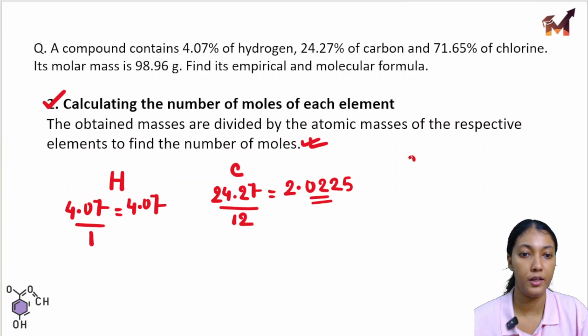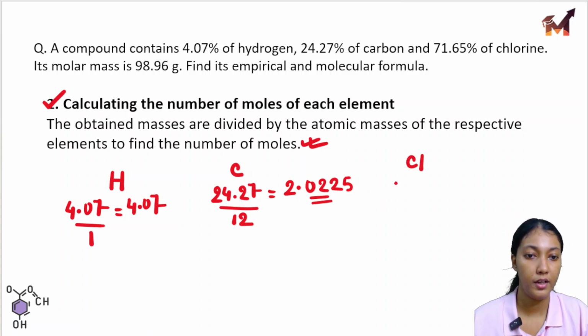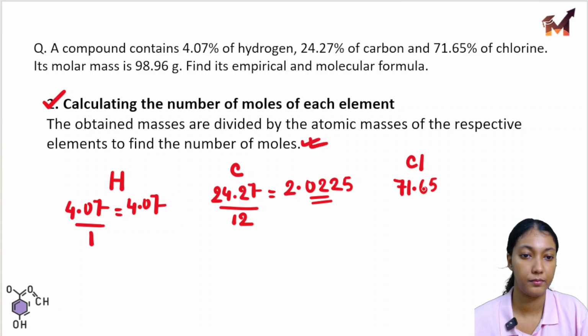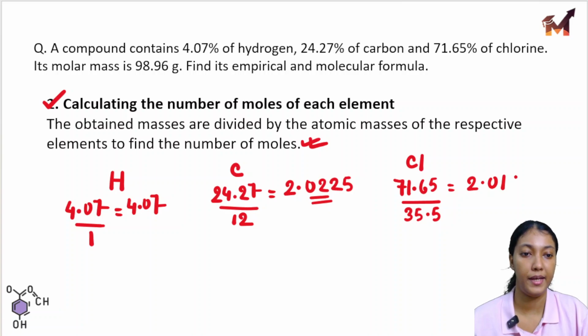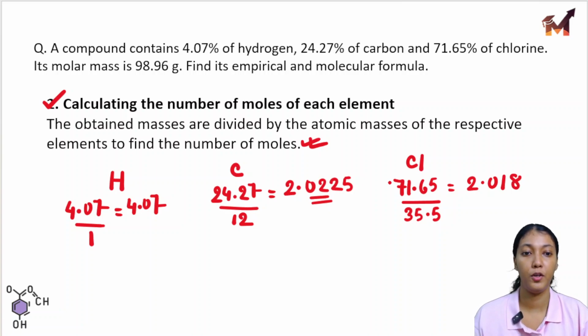And now we will do for chlorine. So for chlorine, we will divide 71.65 divided by the atomic mass of chlorine, which is 35.5. This will also come out to be around 2.0 something. So it will be 2.01. I think it will be 8. आप लोग भी calculate करके देखिएगा. I hope your values will match with mine. So we have found the number of moles.